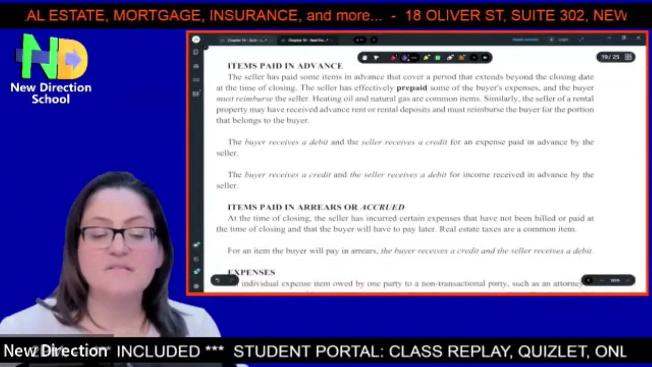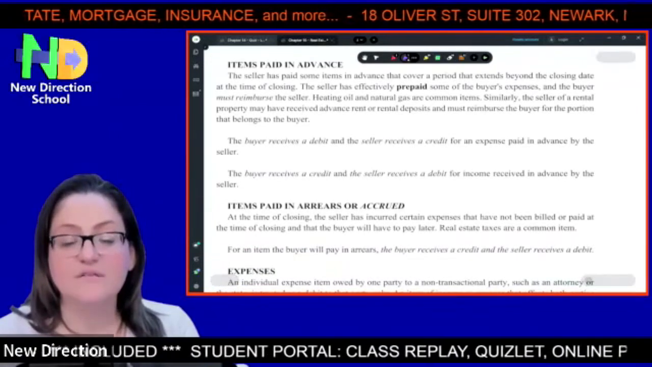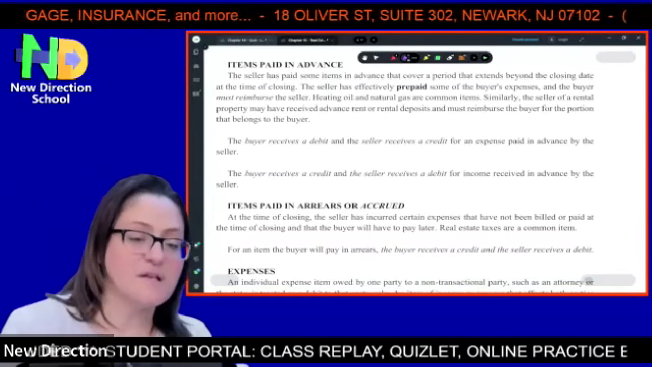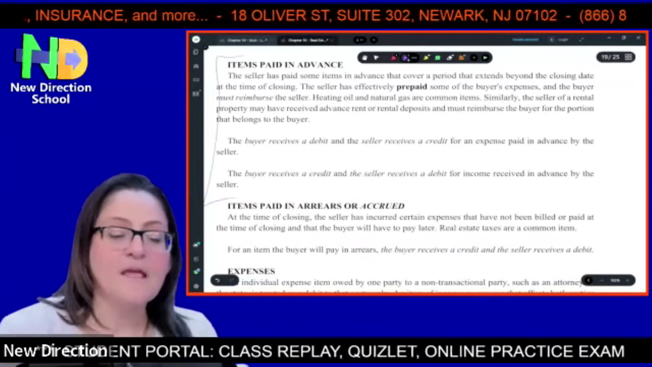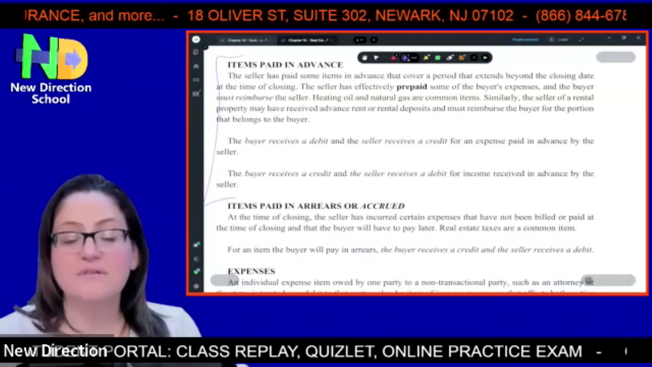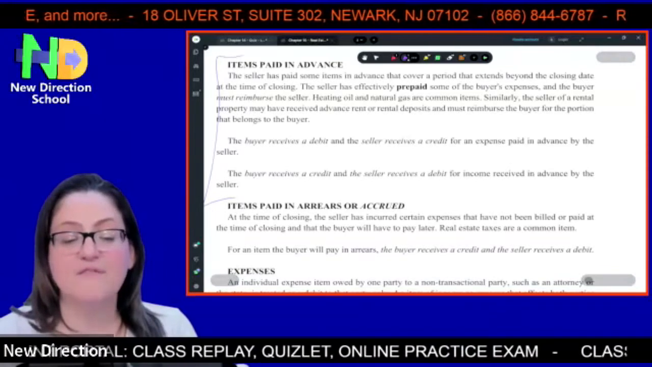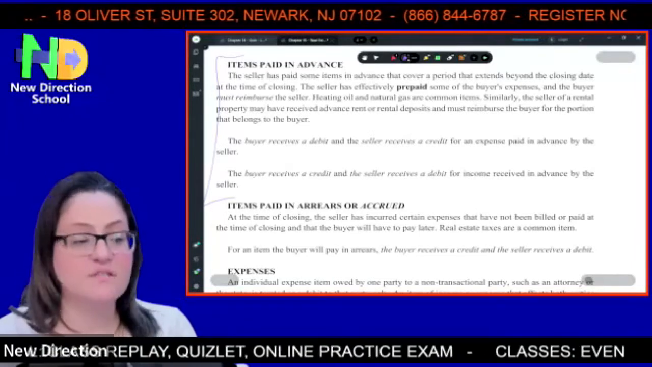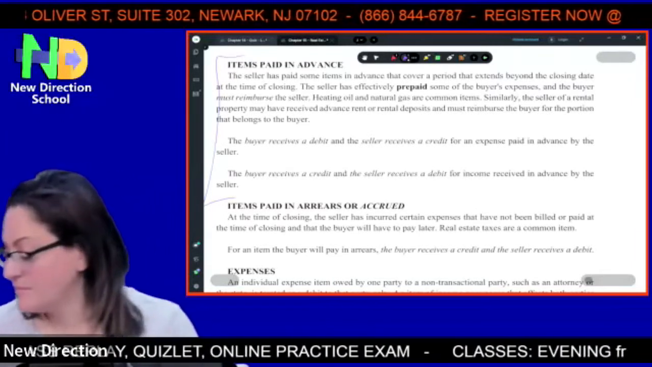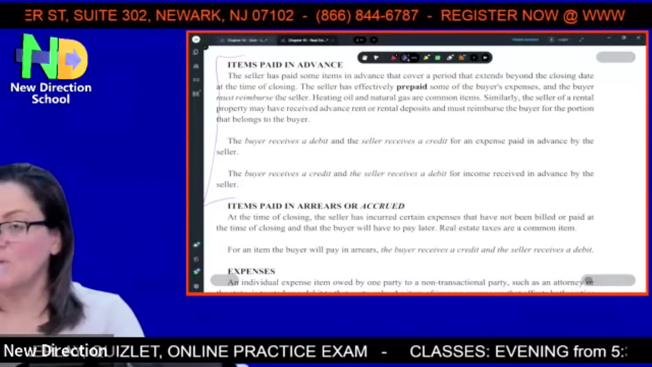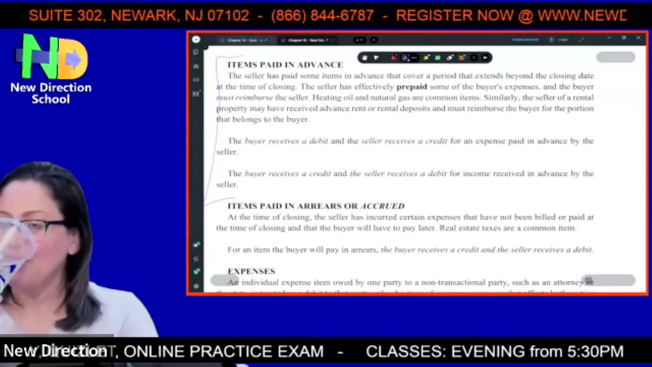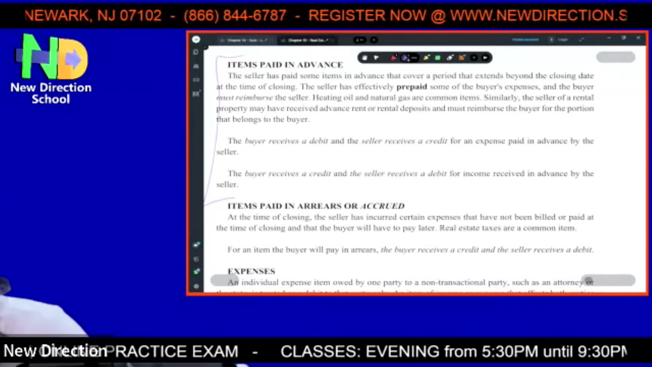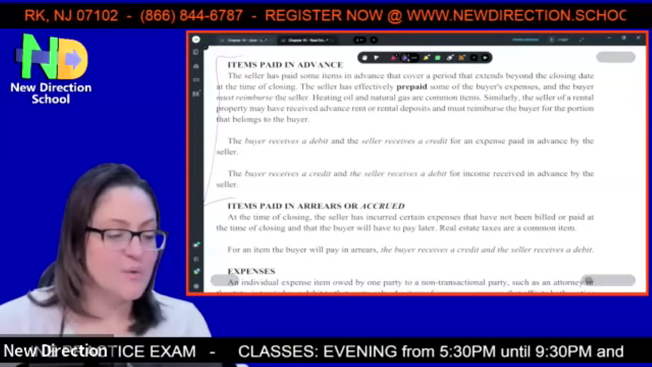The buyer receives a debit, and the seller receives a credit for an expense paid in advance by the seller. Please, when you are studying, study this also, okay? The buyer receives a credit and the seller receives a debit for income received in advance by the seller. Okay, any questions? Okay, we're good.